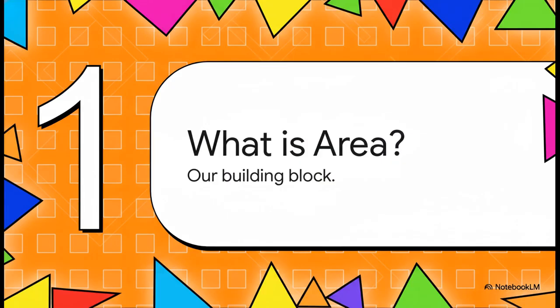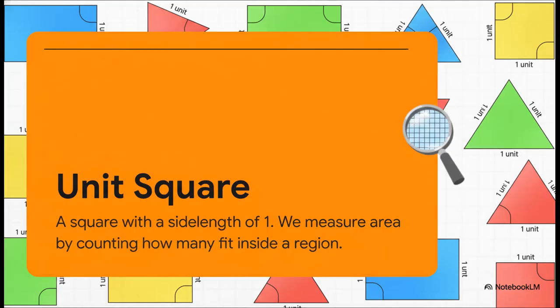What exactly is area? With any kind of measurement, we need a standard unit to work with. And for area, our fundamental building block is actually super simple. It's called the unit square. Just picture a perfect little square where each side is exactly 1 unit long. Could be 1 centimeter, 1 inch, whatever. The area of any shape is just the number of these little squares you can fit inside it. It's as simple as that.